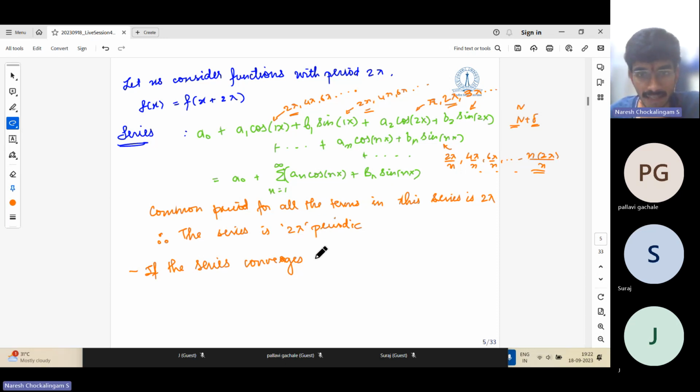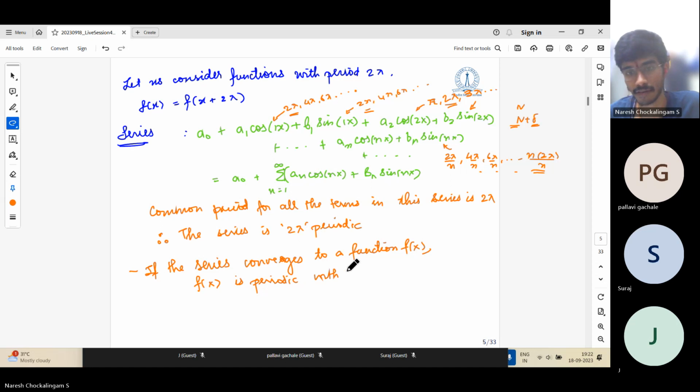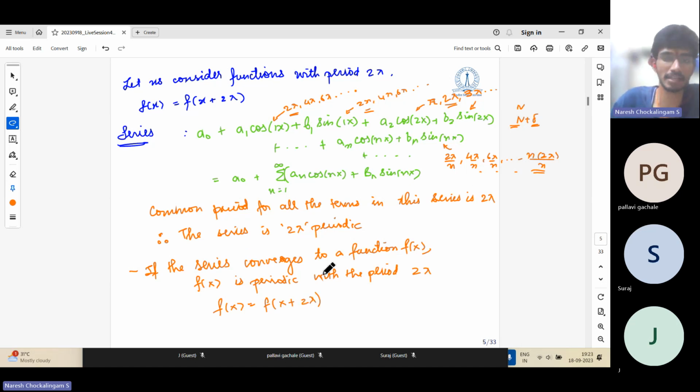So if the series converges to a function f of x, then f of x will also be periodic with the period 2 pi. Why? Because everything on the right hand side is 2 pi periodic. So we will have f of x is equal to f of x plus 2 pi. So this is what we basically use in Fourier series.